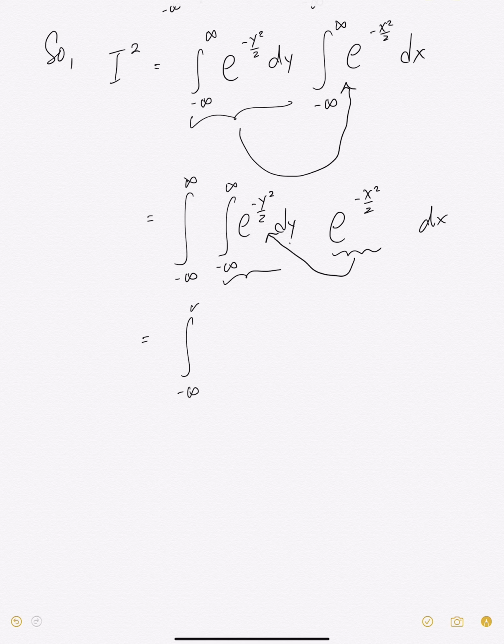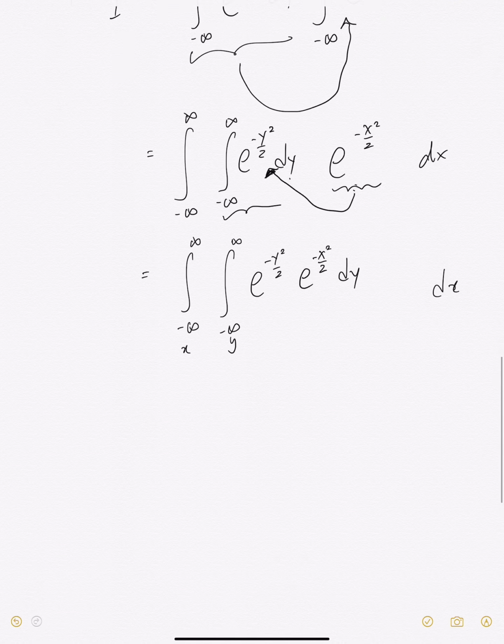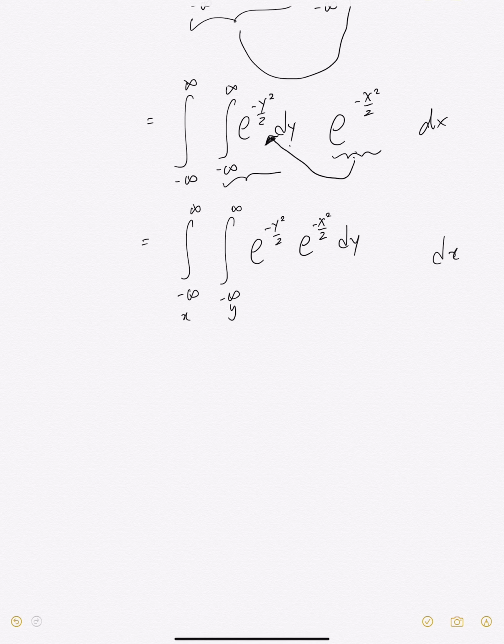Minus infinity to infinity. This was the x limits. And you have minus infinity to infinity. These were the y limits. E to the minus y squared over 2. This is a constant as far as y goes, so we can stick it inside this y integral because you can take constants in and out of integrals. Okay. This dx is a little far away. Okay. All right. So now we have an integral over the plane.